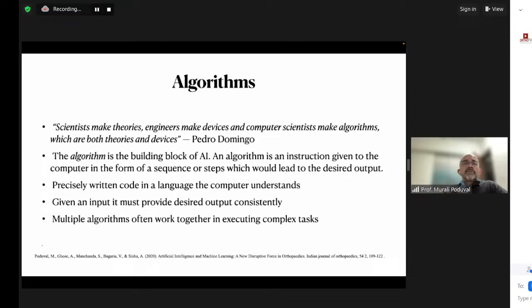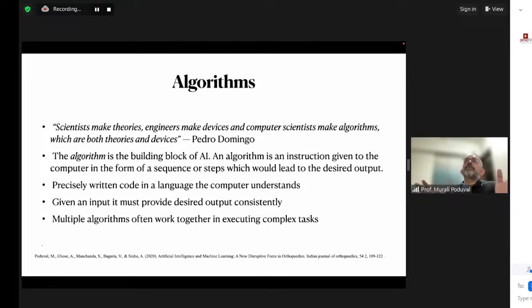So, algorithms. These are the building blocks of AI. Scientists make theories, engineers make devices, computer scientists make algorithms, which are both theories and devices, said Pedro Domingos, my favorite author again. So it is basically just a line of code, or 2 lines of code, or 3 lines of code, which is precisely written in a language that the computer understands. And more characteristically, given an input, it must provide the desired output consistently.